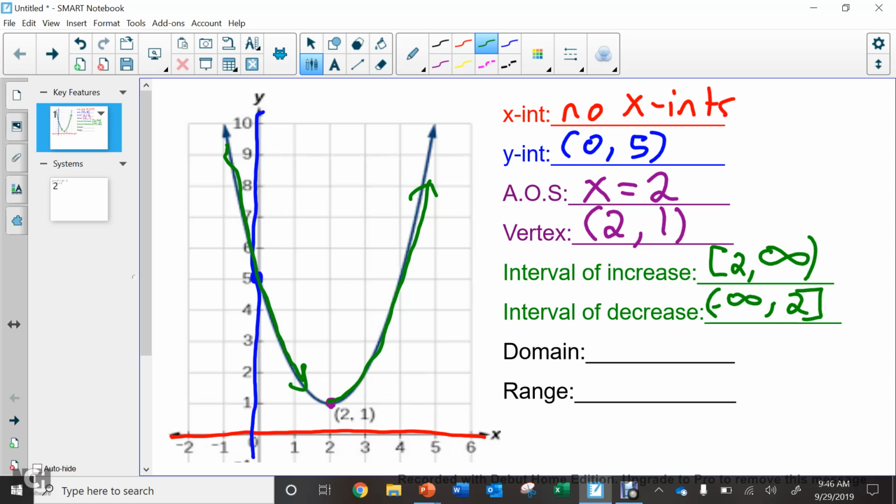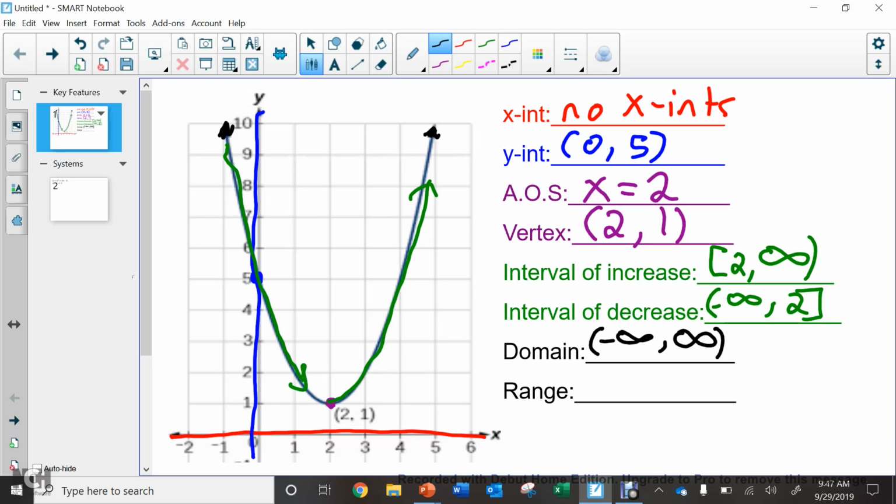Now domain and range. The domain is all possible x values that your graph can hit. It's very simple for graphs, especially if they have these arrows on both sides. These arrows are telling you that it's going forever to the left and forever to the right. So that tells us that our domain is negative infinity to positive infinity. No matter what x value I pick, it will be on this graph somewhere.